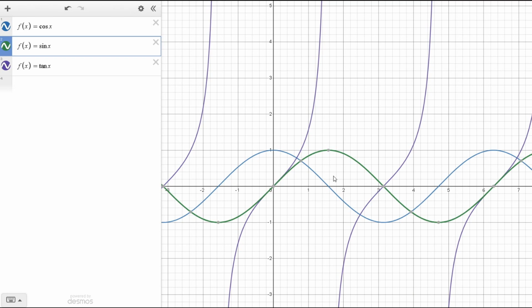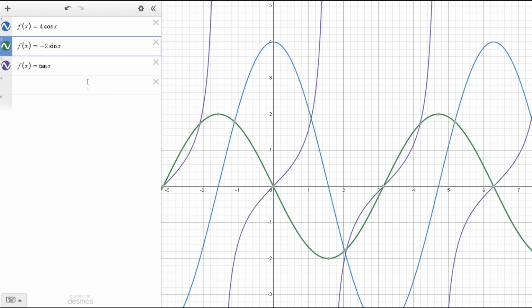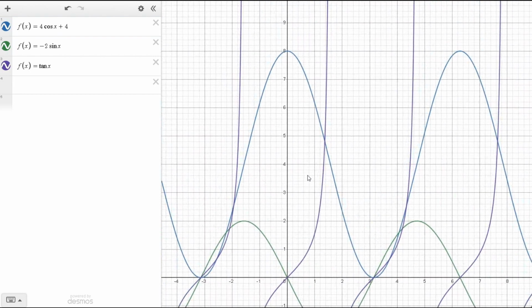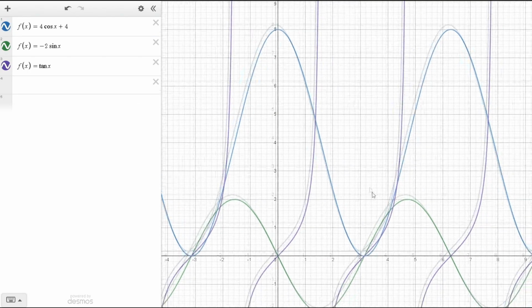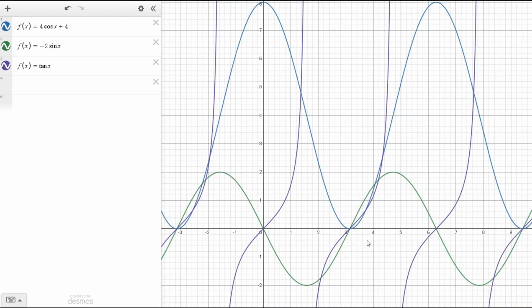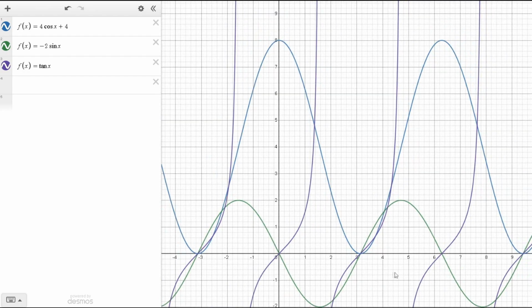And by being able to identify these functions and identify the parameters that affect them, meaning if I change this value to 4, we have an increase of my amplitude. If I change this value to -2, the amplitude is still the same, but we have a negative reflection. And if I add some value here, it's going to shift upwards, but it doesn't affect my amplitude. Okay? And this is how, through practice on Desmos, you can get full marks for trigonometry, at least when it comes to functions, in my opinion.